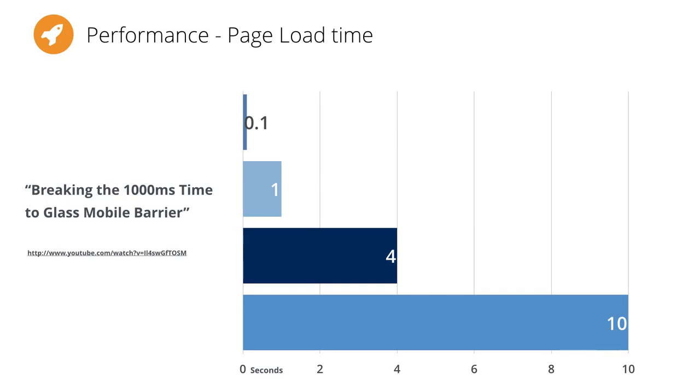Before I go into too much detail on that, I'm just going to talk a little bit about performance, and why performance is important. This is from Google's Breaking the 1,000 Millisecond Time to Glass Mobile Barrier. They've done an analysis of user research and how people perceive websites based off of how quickly they load. So if you load a website and it takes 0.01 seconds to load, your perception is that it occurs instantly. If it takes 1 second to load, people experience that they are freely moving around the website.